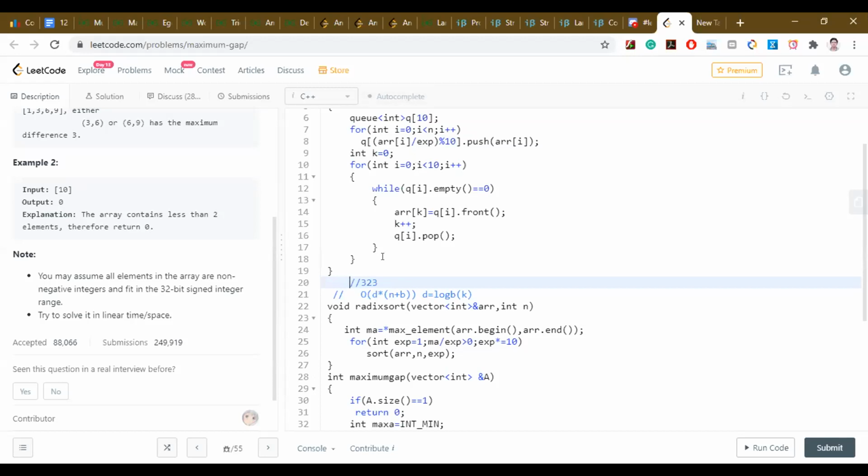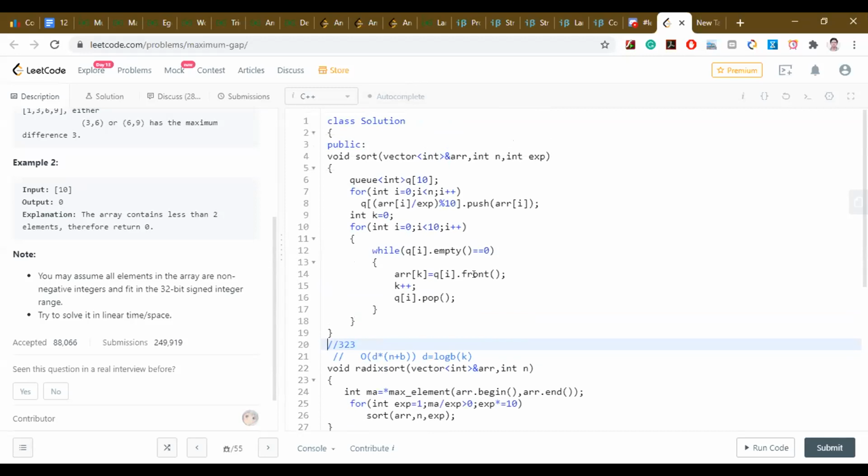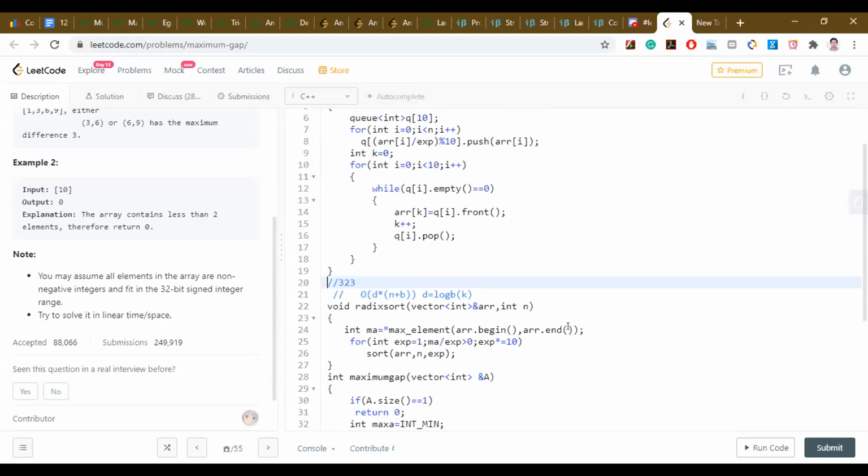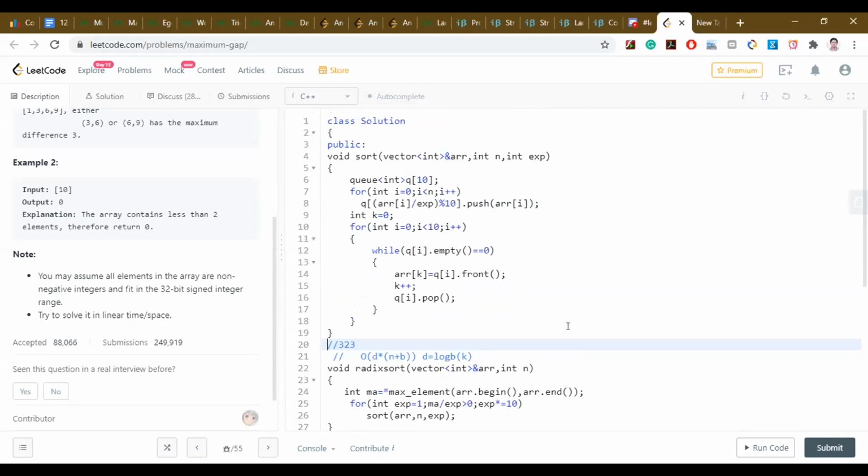Yeah, no problem. Yeah, this is good. I think you use the queues, and that is also good.